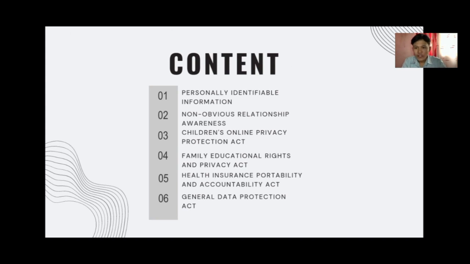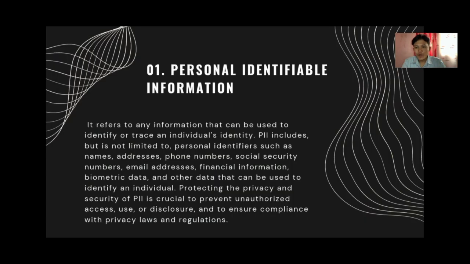Good morning, everyone. In continuation of Chapter 7, and as the first reporter from our group, I'll be discussing the first 2 topics: personally identifiable information and non-obvious relationship awareness. These 2 topics highlight the delicate balance between privacy, data protection, and the responsible use of information. First, we'll explore personally identifiable information and its ethical and legal implications.